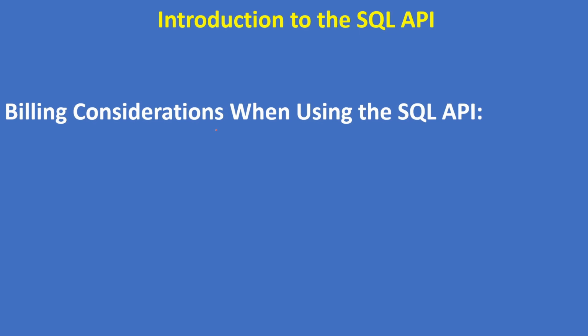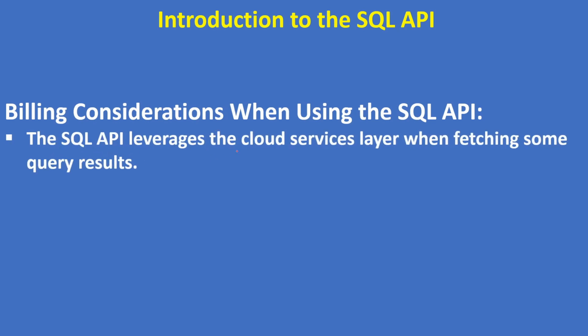Billing considerations when using the SQL API. Whenever you submit anything, Snowflake will charge for that processing. The SQL API leverages the cloud services layer when fetching some query results, so we do not need to provide our own Snowflake warehouse. Snowflake will use the services layer, so whatever queries you submit or execute using the SQL API, that billing will come under the cloud services layer.